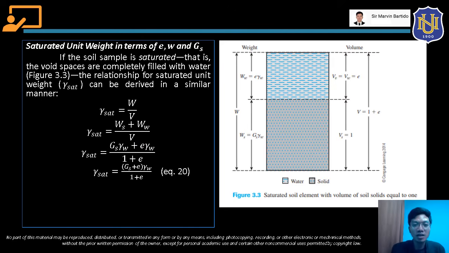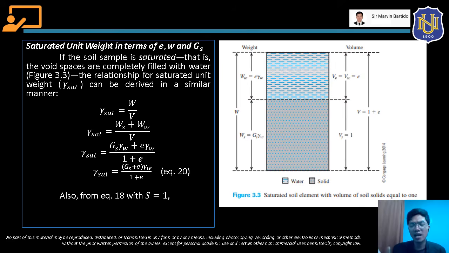Okay. So from here class, pwede nating i-factor out yung gamma water. Factoring out gamma water, divide dito, so that will be G sub S. Tapos ito, divide dito, so ang matitira ay E. So this will become G sub S plus E times gamma ng water over 1 plus E. So this will be the formula class for saturated unit weight in terms of E. Tapos yung water content actually ay wala dito, and specific gravity. So ito class yung magiging equation 20 natin.